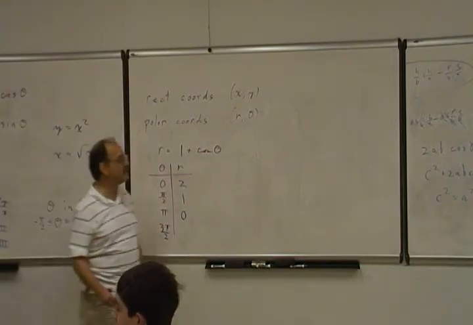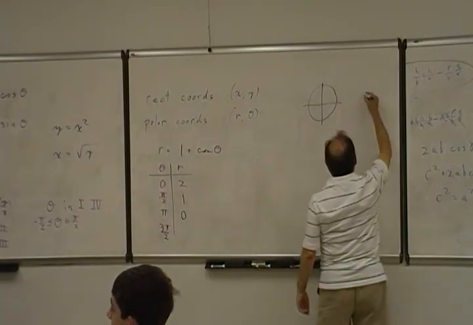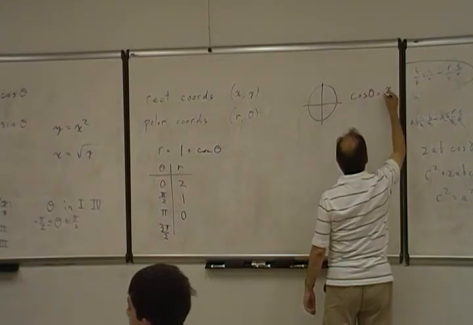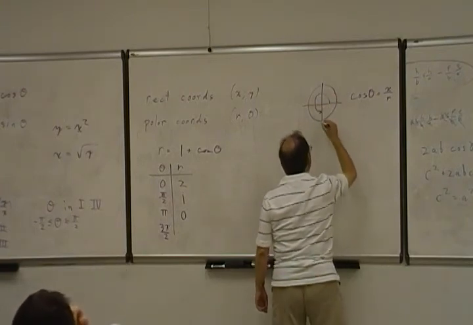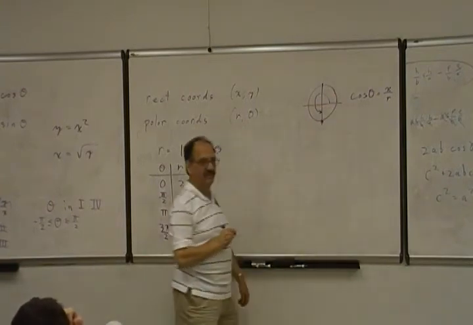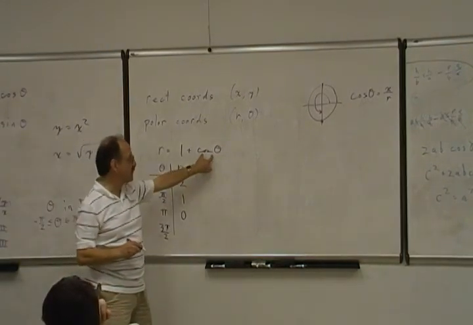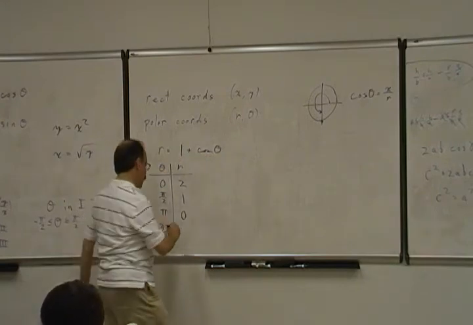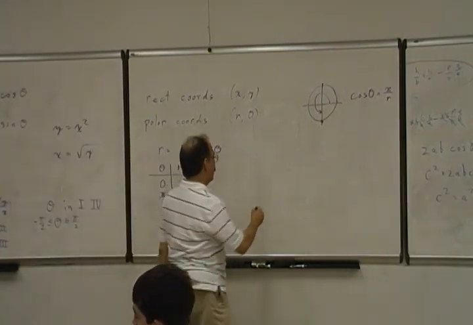3 pi over 2. Okay, let's draw our circle. Cosine of theta is x over r, and the angle we're looking at is down here. What is x over r? 0 over 1, which is 0. So cosine of 3 pi over 2, 270 degrees, is 0, and r is 1. So we can plot the curve.